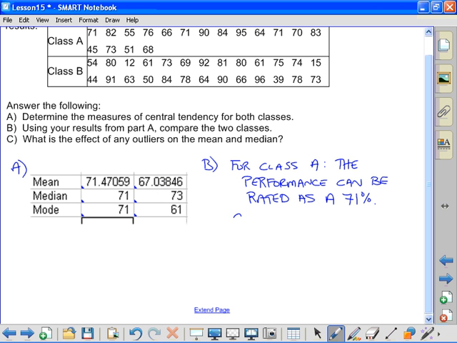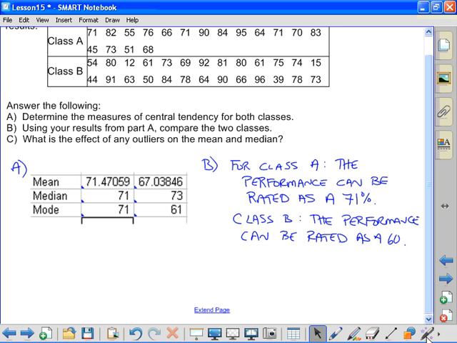So for Class B, performance can be rated as a high 60. Again, if you want to put a number to that particular analysis.